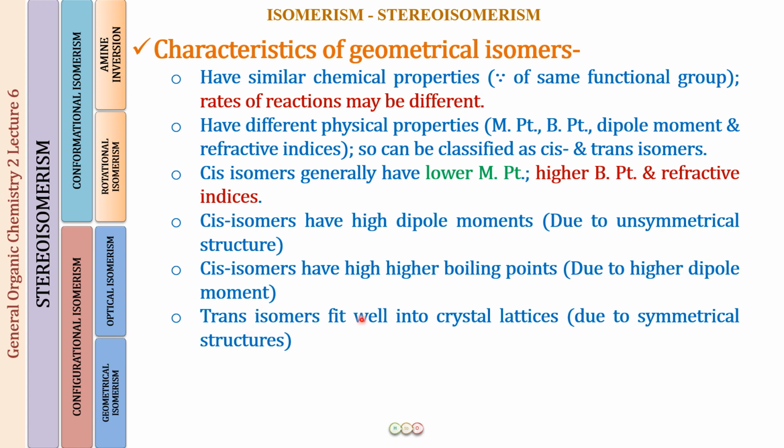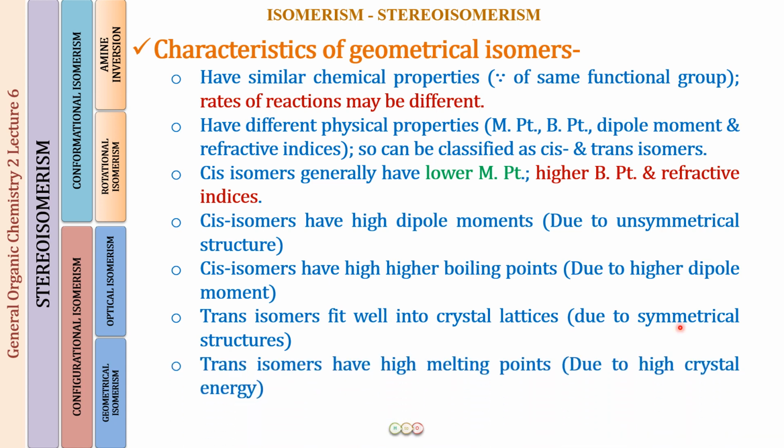The trans isomers fit well into the crystal lattices because of their similar structures. So we will see that the trans isomers have high melting points, right? And high melting point because of high crystal energy. A crystal has been formed well because of a better packing, and therefore we are going to require more energy to break that crystal lattice. Okay, so I hope now everything is perfectly clear with you people. You have no doubt at all.